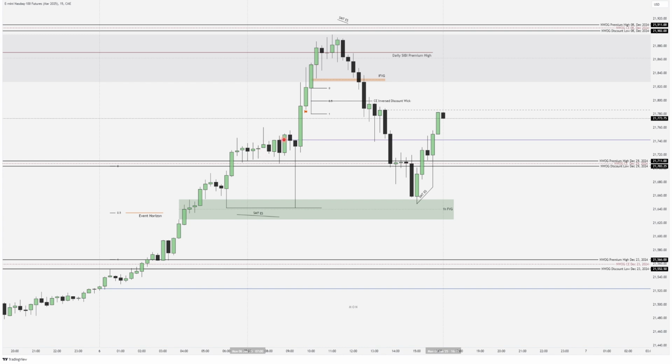AMD bearish: accumulation, manipulation, distribution higher. So we saw distribution higher from 9:30 all the way up to around 11 a.m., reaching up into that daily SIBI premium high. I had a similar idea here of the event horizon, but trading remains a probability game. This idea of the event horizon unfolds very, very often, but not always.